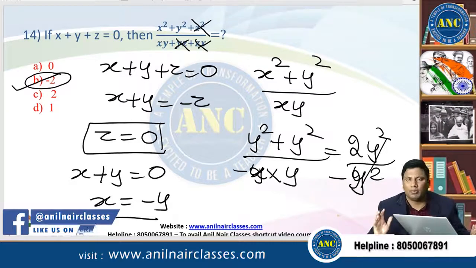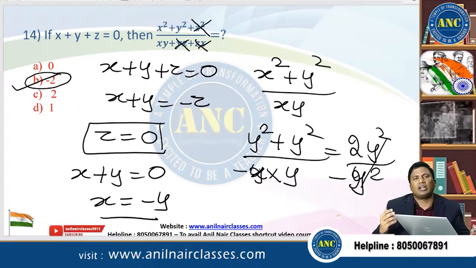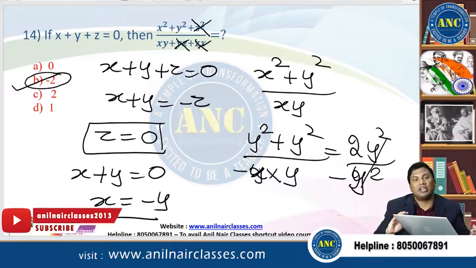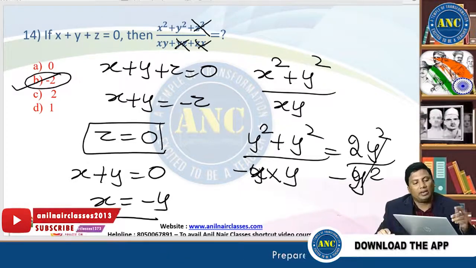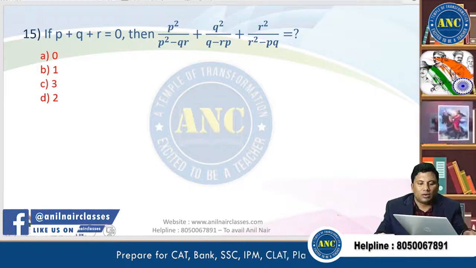By these 14 problems, I am sure each and every student has understood that if the question contains variables, answer contains numerical values, make dependent variable 0. Now next one.